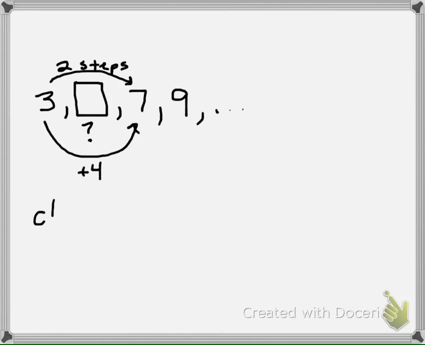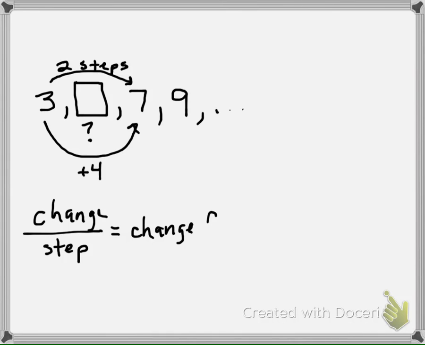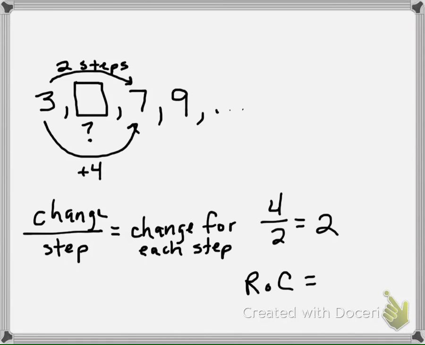So if you know the change and how many steps it took to get there, you could just divide how much did it change by how many steps did it take, and that will give you the change for each step. So in other words, all I have to do is 4 divided by 2, and I get 2. So the rate of change is 2, because if it moved 4 in 2 steps, then that means it's moving 2 each step.